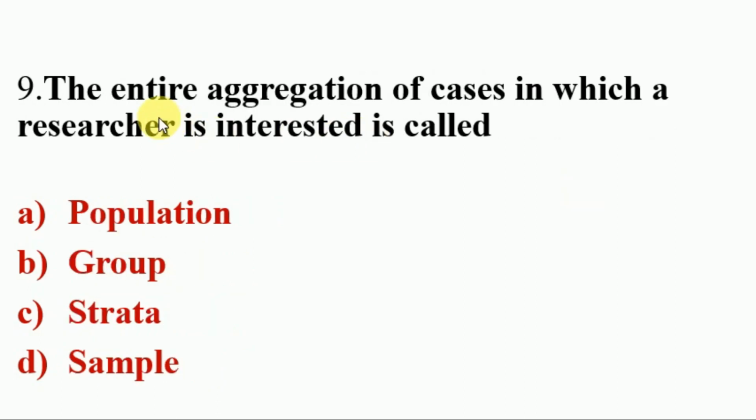Next question. The entire aggregation of cases in which a researcher is interested is called. Options: A. Population, B. Group, C. Strata, D. Sample. Answer is A. Population. So the entire aggregation of cases in which a researcher is interested is called population. Subset of population which represents the entire population is called the sample.